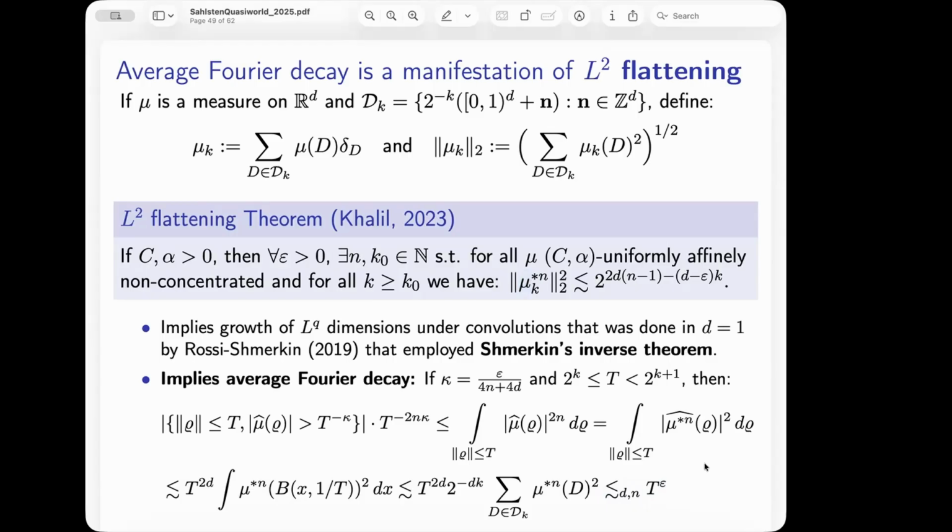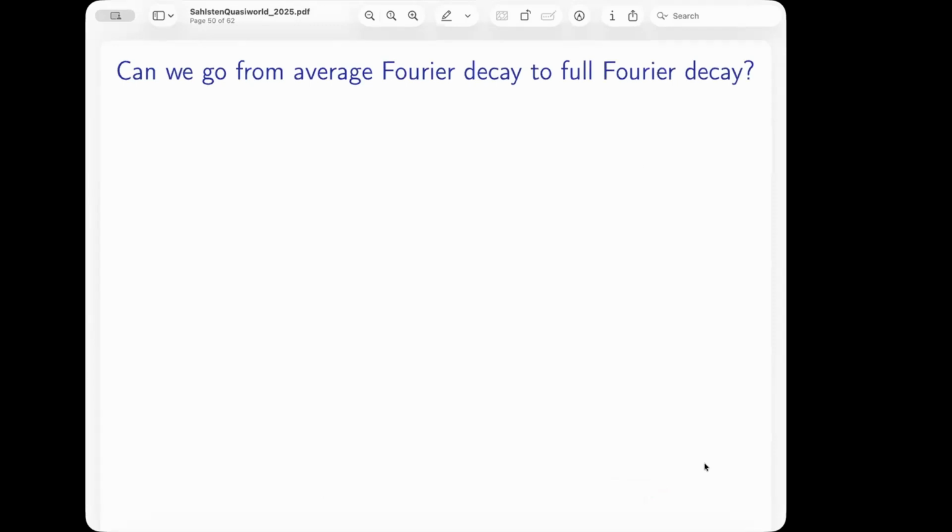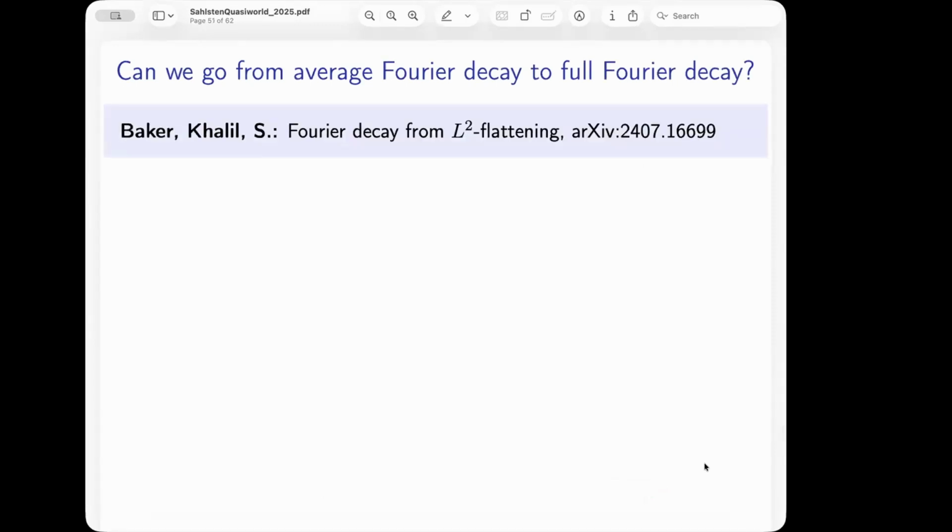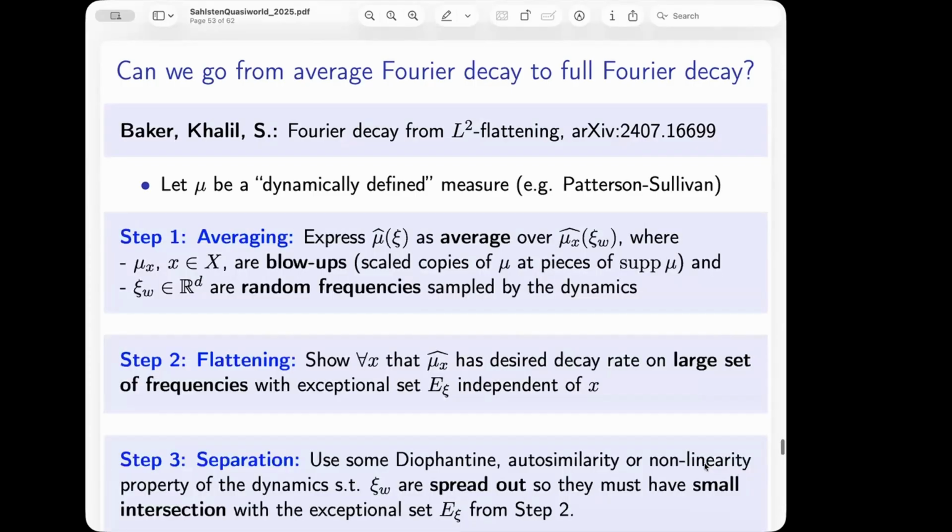So how this then works in our favor, the Patterson-Sullivan measure, for example. Now we see how this goes. Let's take a dynamically defined measure like the Patterson-Sullivan measure in the high dimensional setting. Then we have these three steps in the proof that are really driving the whole strategy.